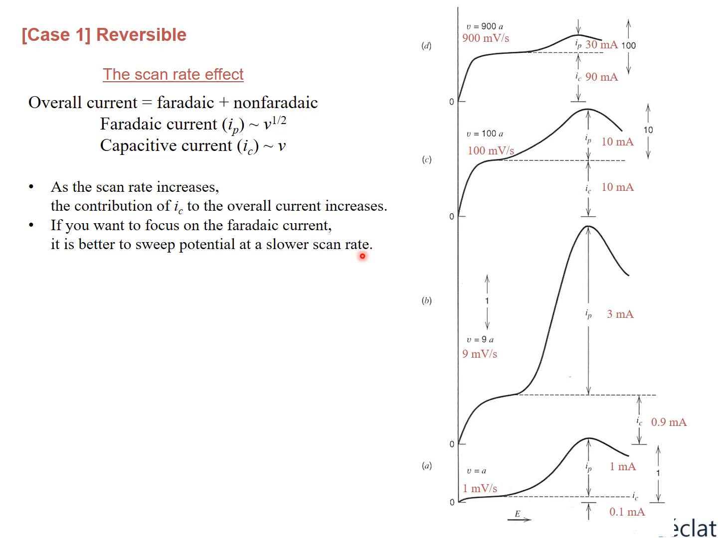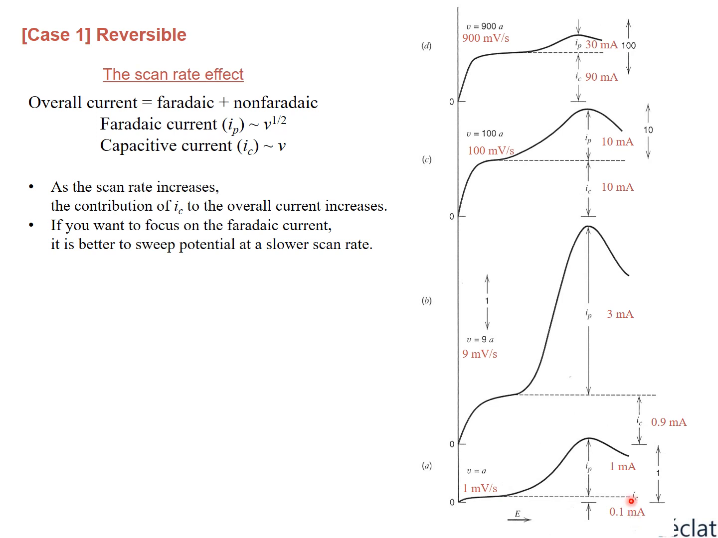Here's a representative example. Let me start from here. Very slow scan rate, like 1 millivolt per second. In this case, let me assume that 1 milliampere Faraday current is observed while just 0.1 milliampere capacitive current is measured. Usually, the non-Faraday current is much smaller than the Faraday current.